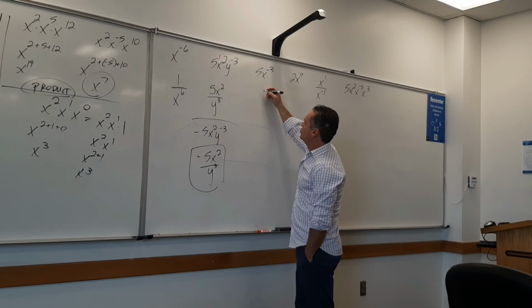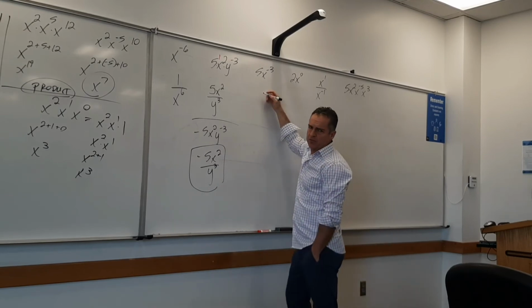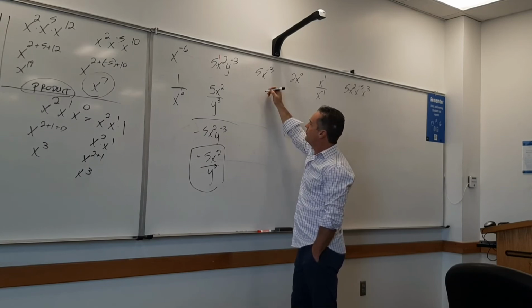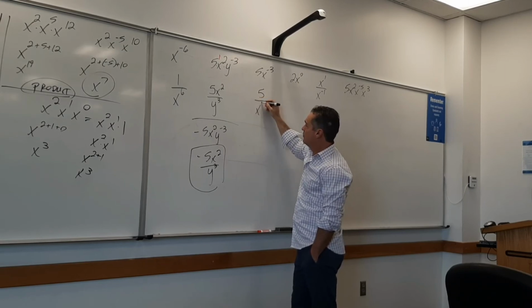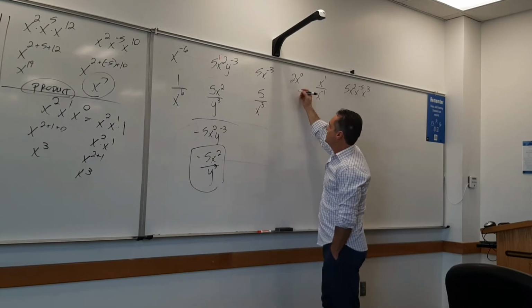5x to the negative 3rd. Let's try this one again. Try these at home before you get all these answers. Put your video on pause, try these, and see what you can come up with and see what happens. The 5 is going to stay on top of the fraction. X to the negative 3rd is going to come to the bottom and become positive, okay? 2x to the 0, this is the 0 rule.